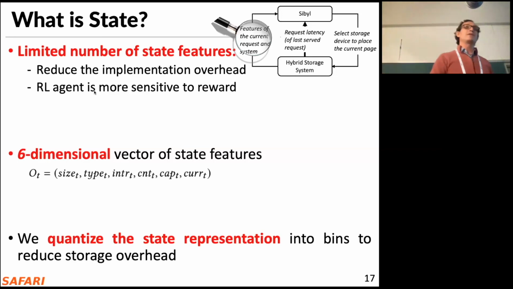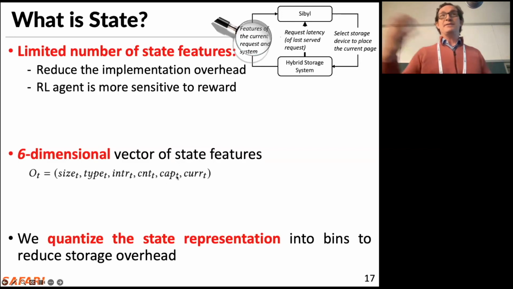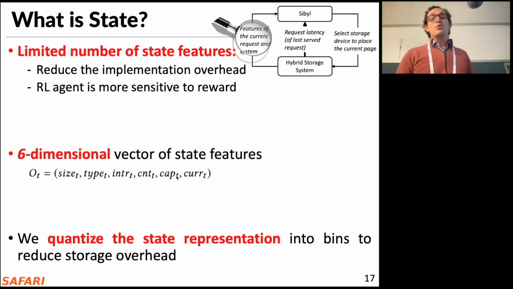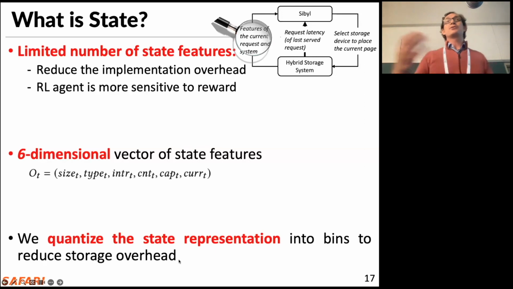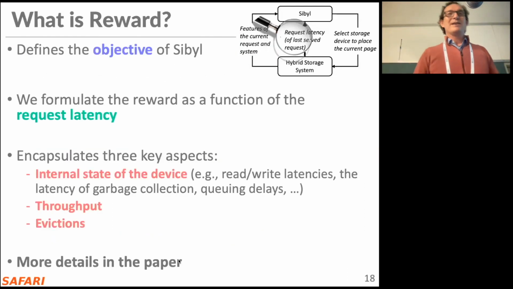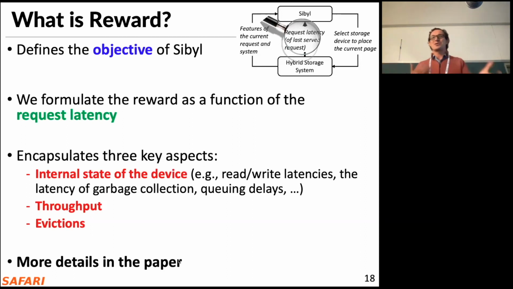So in the end, based on feature selection, we have a 6-dimensional vector of state features that's detailed in the paper. One of them is the size of the request, for example, the type of the request, the count of requests that you currently have, etc. And the capacity remaining in the fast device, for example, is another feature that we use. And then we quantize the state representation to bins to reduce the storage overhead, because if you do this in a fine grain, your representation space explodes. I'm glossing over a lot of details, but this goes into the design of the policy. And this is all open source, so you can find it and do it.